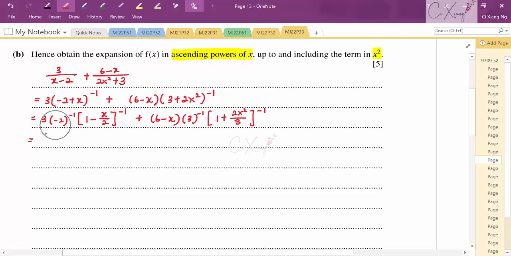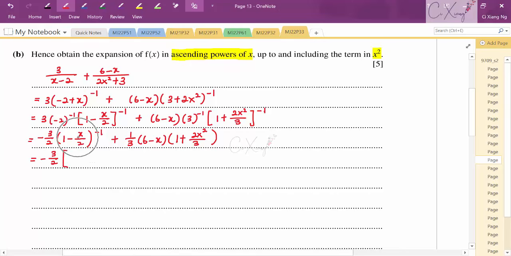Okay, so simplify this term. I'm having negative 3 over 2, and I wish to expand the bracket 1 minus x over 2, power negative 1. For this part, if I simplify it, I'm having 1 over 3 multiplied with 6 minus x, and then multiplied with 1 plus 2x squared divided by 3, power negative 1. And now I start to apply the binomial expansion formula.